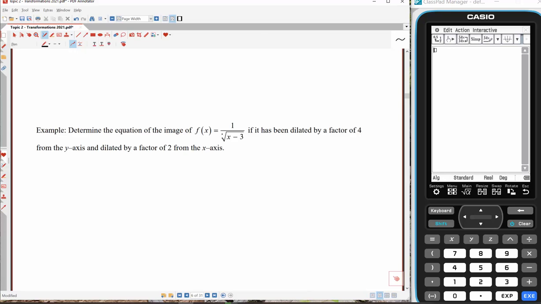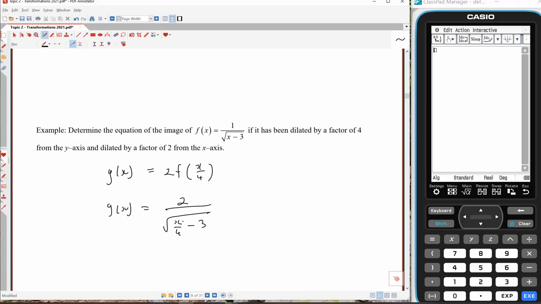Determine the equation of the image of f of x after it's been dilated by a factor of 4 from the y-axis and dilated by a factor of 2 from the x-axis. So let's dilate by a factor of 4 from the y-axis first of all. I'm going to call that a new function, g of x. A factor of 4 from the y-axis means I'm going to do f of x on 4, and 2 from the x-axis means I just multiply it by that. So g of x equals 2 over root of x on 4, take 3.